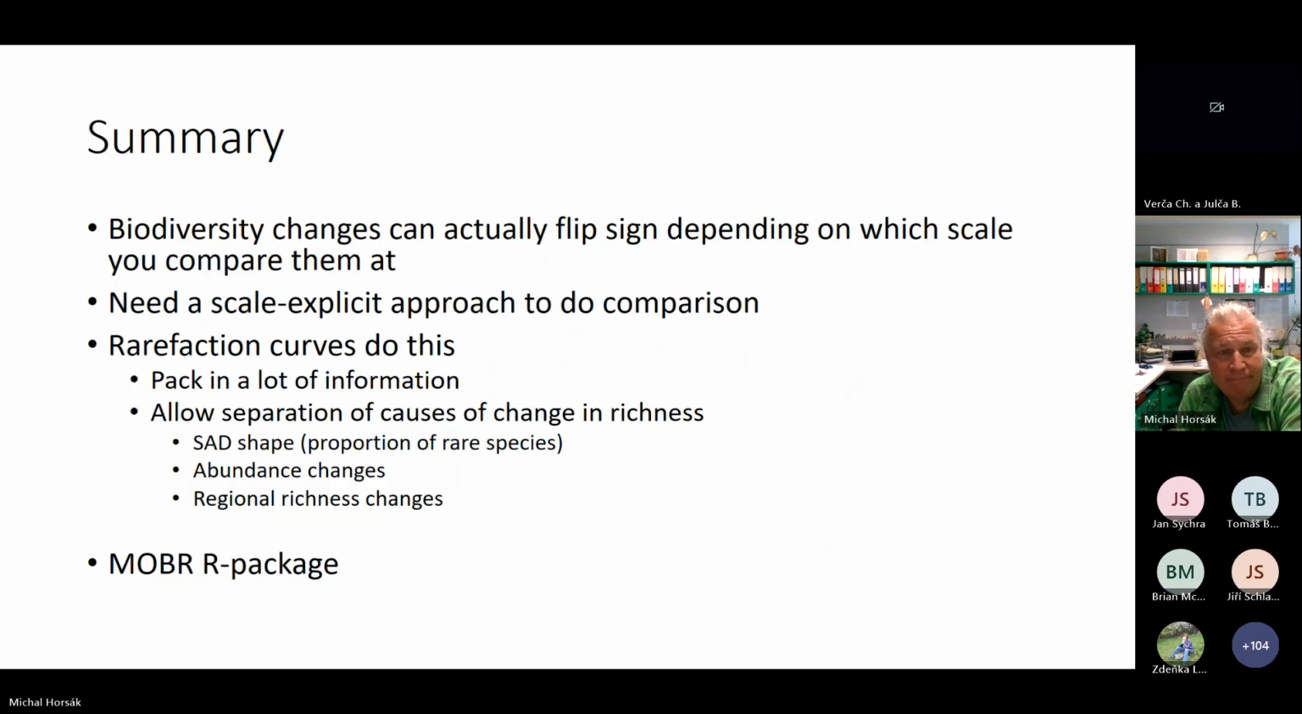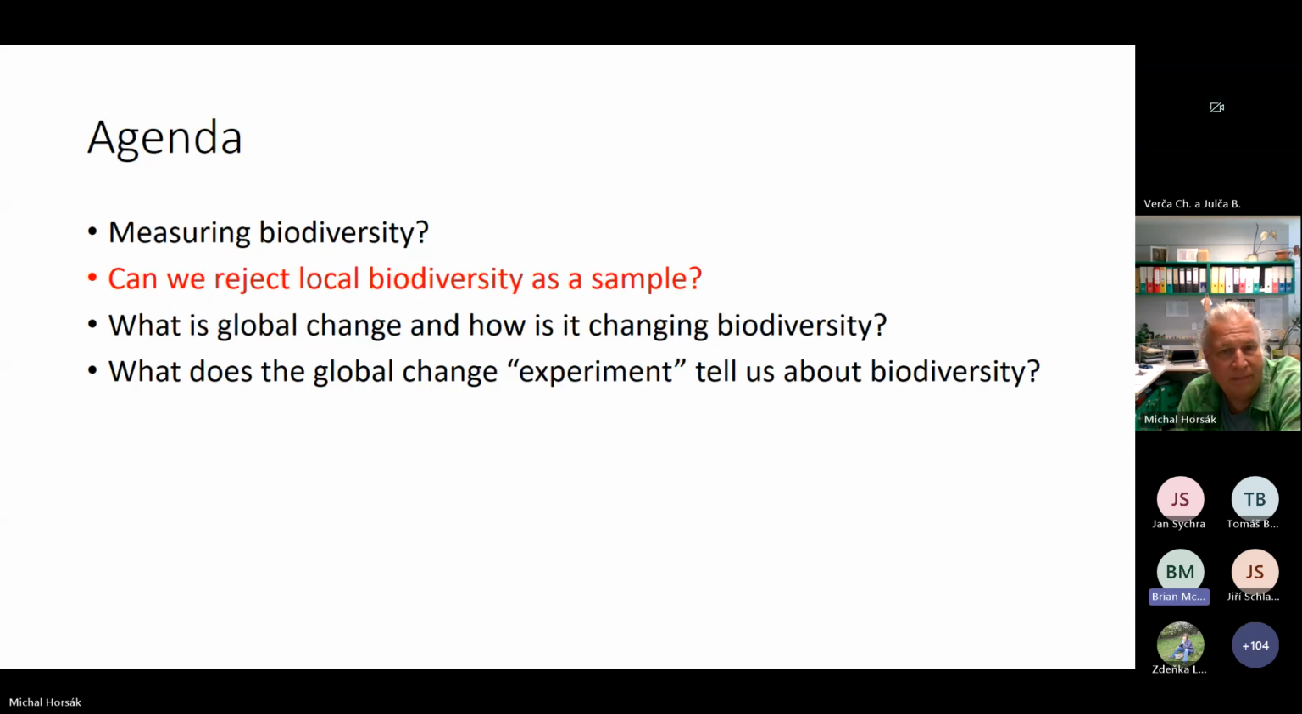Okay, to summarize, biodiversity changes can actually flip sign depending on scale. You have to be scale explicit, and rarefaction curves are a great way to do that. And we have developed methods that let you tease apart some of the contributors to richness, including the proportion of rare species, changes in abundance, and changes in regional richness. And also spatial aggregation.